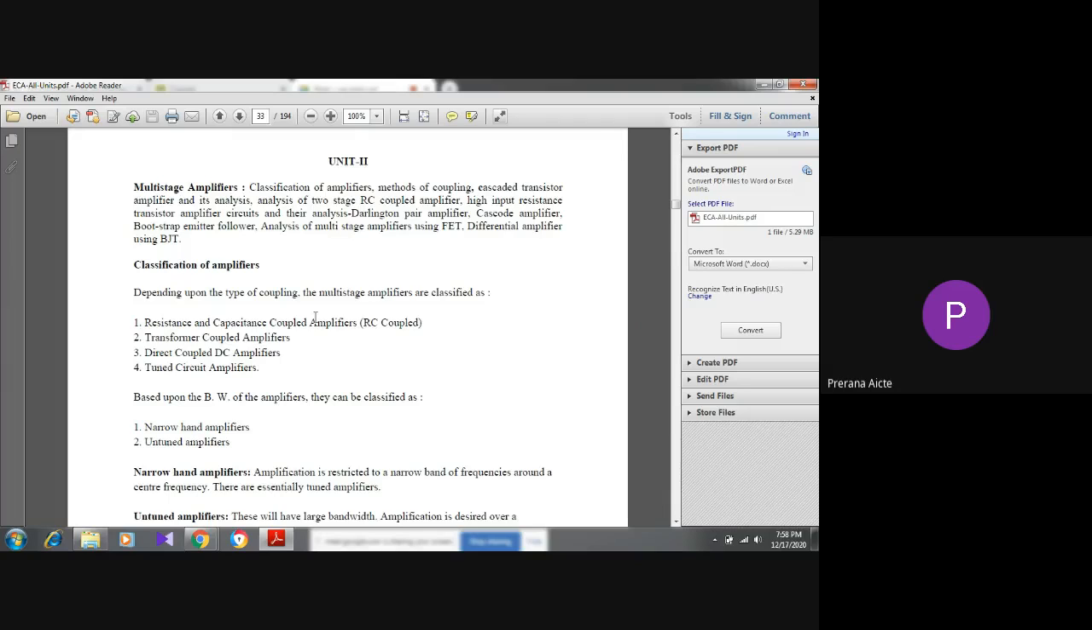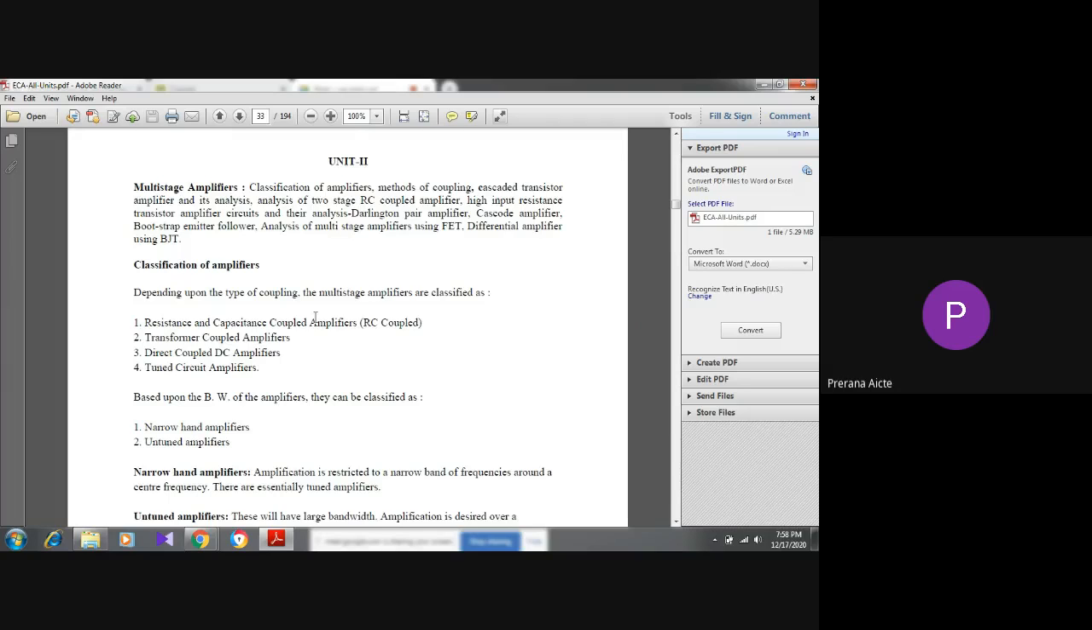What is basically an amplifier? It improves the amplitude, or increases the signal strength, of the input signal. In amplifiers, of course, we can have two types of transistor models. One is the BJT model, another is the FET model. BJT is bipolar junction transistor. FET means field effect transistor.